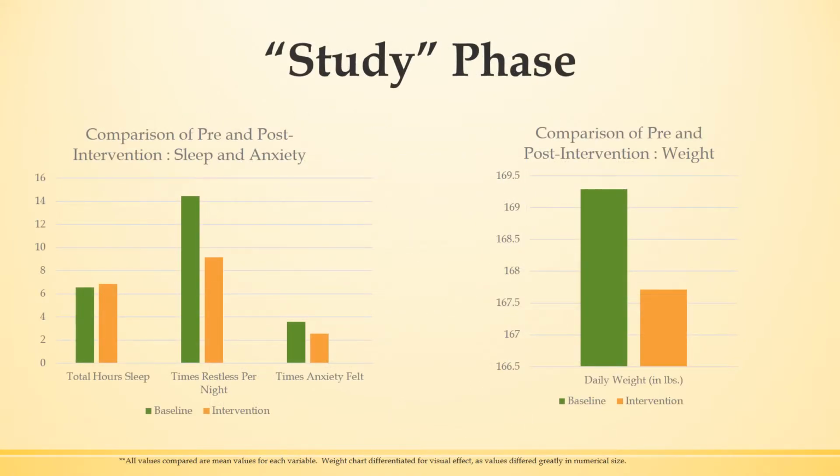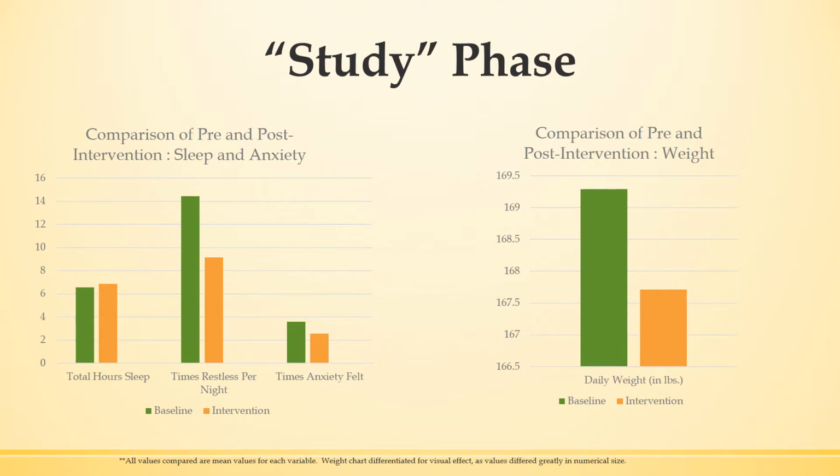The charts don't look too exciting until you actually compare the data from the pre-intervention and the intervention periods, which is what I've done here. The graph on the left is a comparison of pre and post-intervention sleep and anxiety. I split the sleep and anxiety from the weight, which is the graph on the right, simply because the values were so differentiated. I just thought it was a clearer picture to split them.